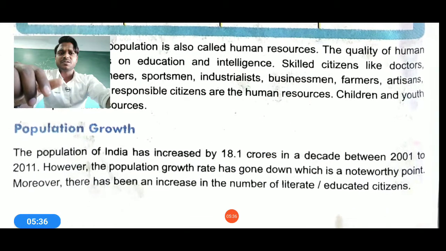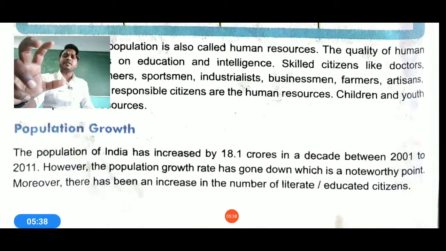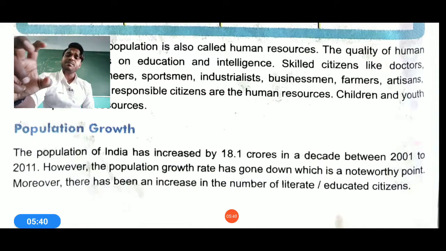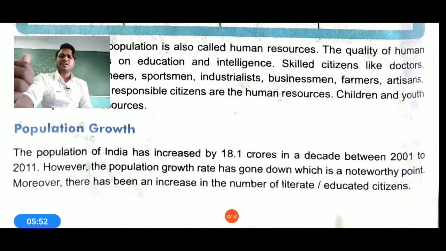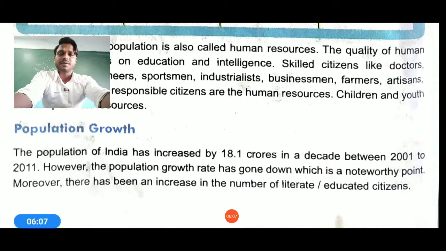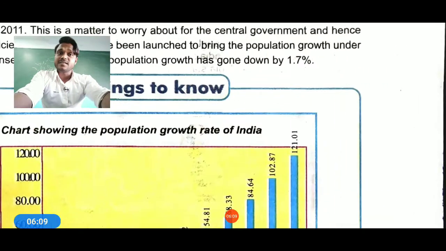Now if we talk about population growth, the population growth of India has increased by 18.1 crore in the decade from 2001 to 2011. However, the population growth rate has been decreasing, but due to medical advancement and good facilities, the death ratio has been controlled and the birth ratio has started to decrease. So there has been an increase in the number of literate and educated citizens compared with illiterate people. That is how the census calculation is working out.